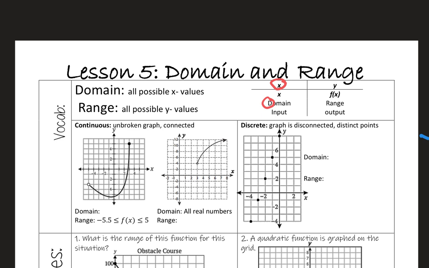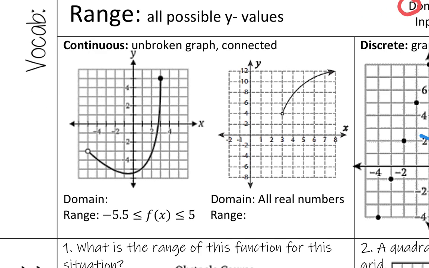Now, at the bottom here, these are continuous graphs because they're continuing. The line continues all the way through. Your range here is at negative 5.5 to 5. So it's at negative 5.5 all the way to 5, right? Because your range is your Y's. Your domain, mind you, these are your X's. So what is the minimum X value that this graph has? What number would that be there?